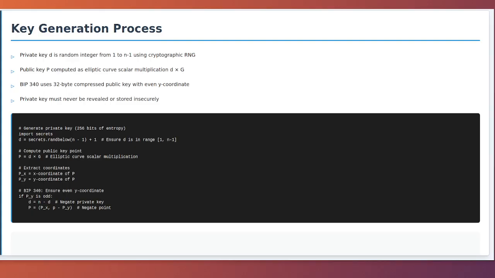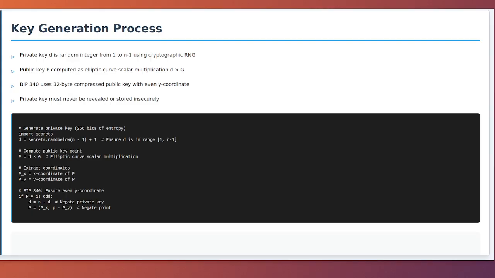For this reason, production implementations should always use cryptographically secure random number generators provided by the operating system or hardware security modules. In Python, we can generate cryptographic random numbers using the secrets module, which is designed specifically for generating random numbers suitable for security and cryptography.